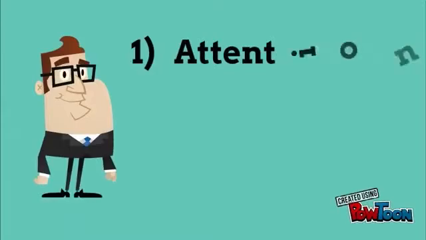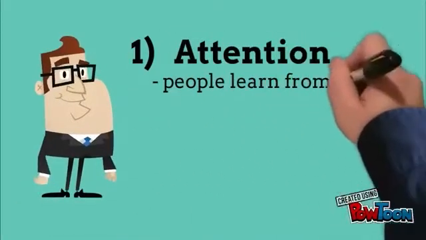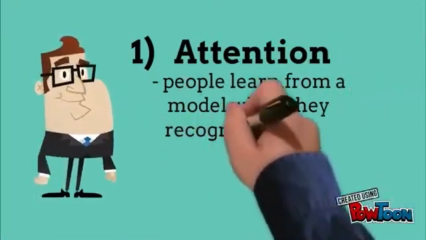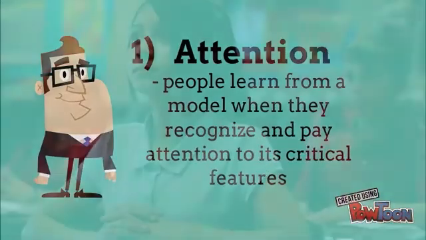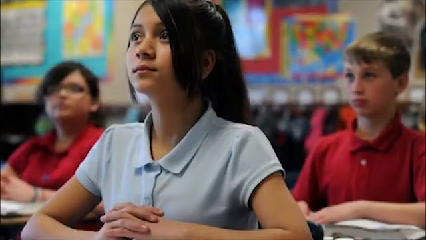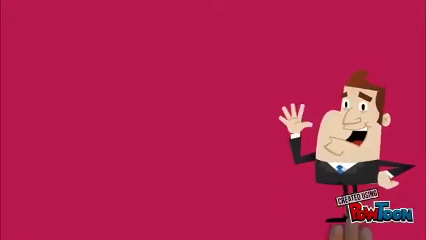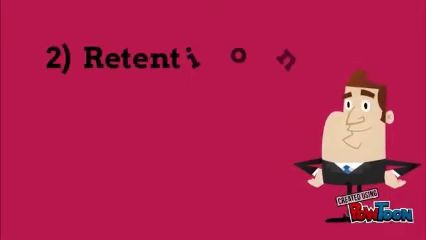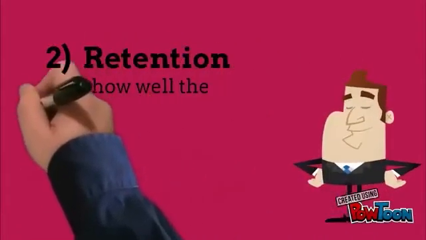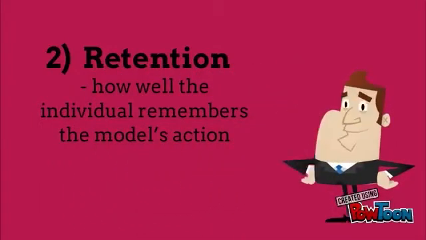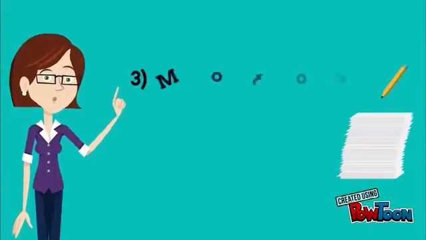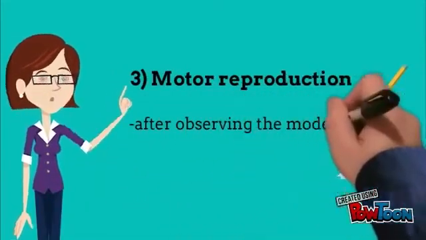Attention. People learn from a model when they recognize and pay attention to its critical features. There are some characteristics that can affect attention, such as sensory capacities, arousal level, perceptual set, and past reinforcement. Retention, an ability to recall and recognize what has been learned or experienced. Motor reproduction, reproducing the observed behavior.